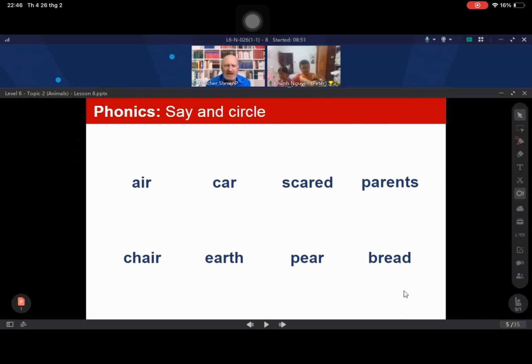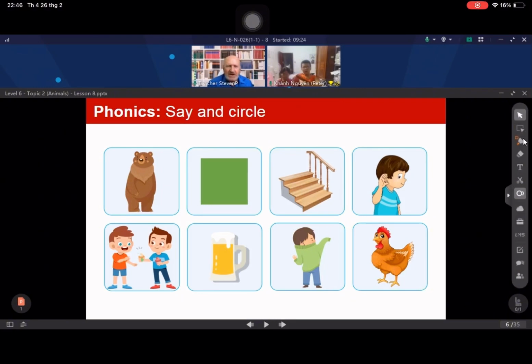Well done. So everyone, let's have a look which words make the air sound. There you can see air. Scared also makes the air sound. Chair makes the air sound. And pear makes the air sound. Okay. So that is the sound that we're talking about today. If we look at bread, you can see that is a difference, almost the same. Pear, bread. Bread is a little bit of a shorter sound. It's not the same as pear. Okay. All right.